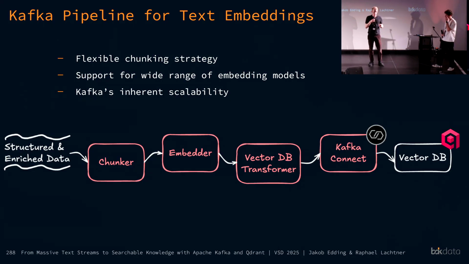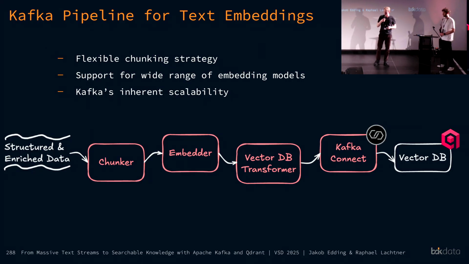Another question is why are we doing this with a Kafka pipeline? And for us, the main reasons are that we are very flexible in our choice of a chunking strategy, and also on the embedding model that we want to work with. And also thanks to Kafka scalability, we can scale each of these pipeline steps that we see and process millions of texts in near real time. At Bakdata, we also have extensive experience with these pipelines, building them around Kafka, running them 24/7 for various customers.